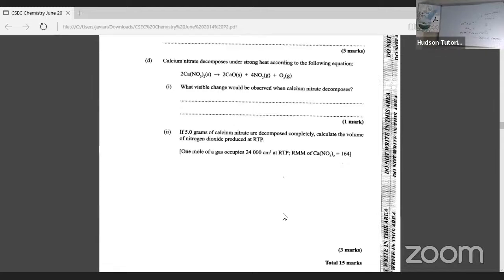It says if 5 grams of calcium nitrate are decomposed completely, calculate the volume of nitrogen dioxide produced at RTP. So this is moles and reacting moles, moles and equations. And I want to pause here for a second, guys, because a lot of us don't love moles. And in university, moles is one of the hardest topics that you'll ever encounter.